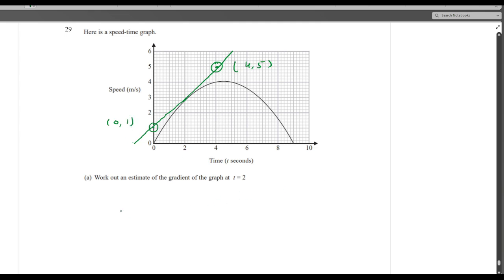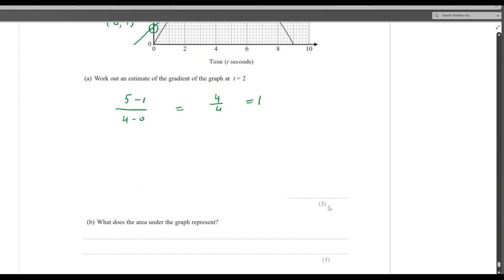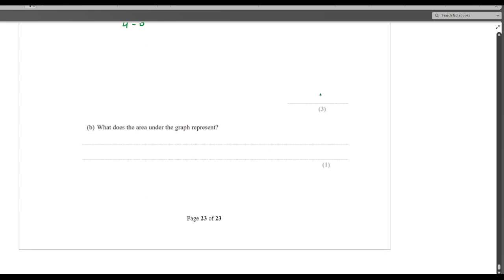Therefore your gradient is y2 minus y1 divided by x2 minus x1. So 5 minus 1 is 4, divided by 4 is 1. So your estimate for the gradient of the graph at t equals 2 is 1.